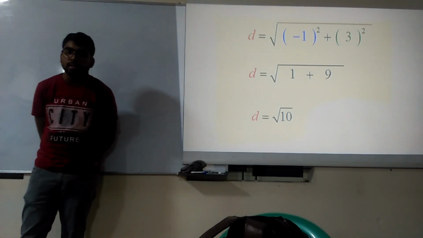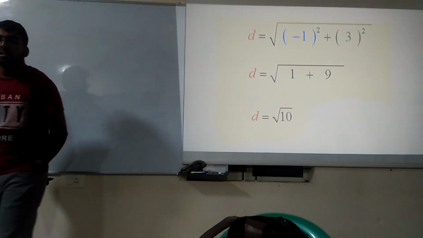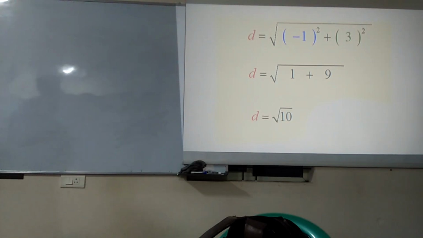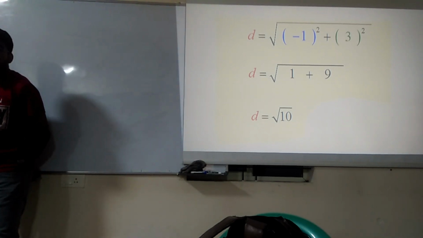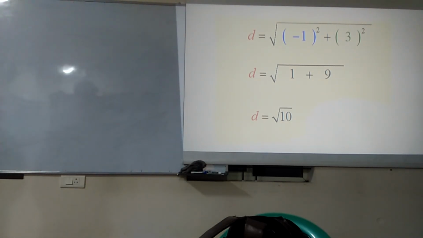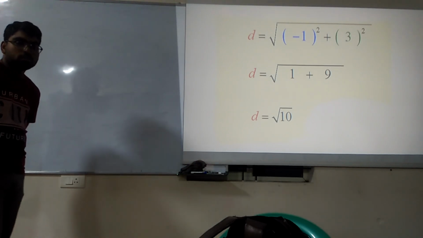Done? Next point. The distance of a point from the x-axis is called the y-coordinate or the ordinate. Done.